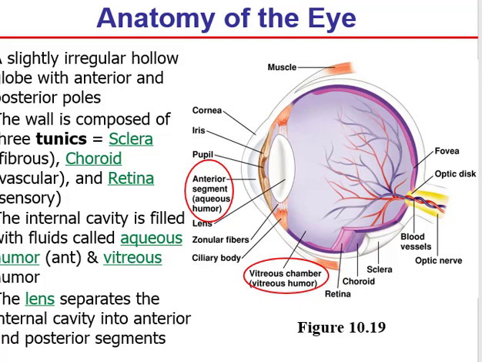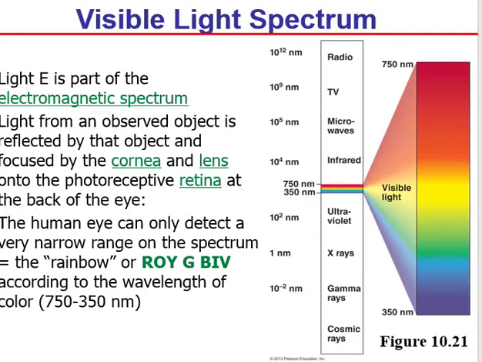The human eye can only detect certain ranges of light. It's a very narrow light spectrum, basically just the colors of the rainbow. You can remember them in order from the acronym ROY-G-BIV: red, orange, yellow, green, blue, indigo, and violet. Visible wavelengths of color fall between 750 and 350 nanometers. Beyond these ranges are invisible light forms to us.